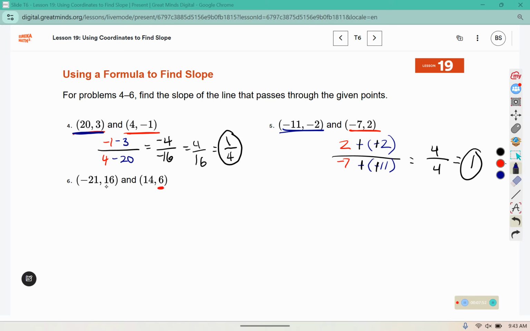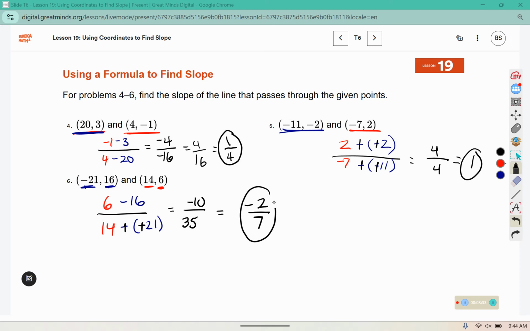The y values subtracted divided by the x values subtracted. Six minus 16 is -10. 14 minus -21, we can change to addition. 14 plus 21 is 35. 5 goes into both of those. 5 times 2 is 10, and 5 times 7 is 35.